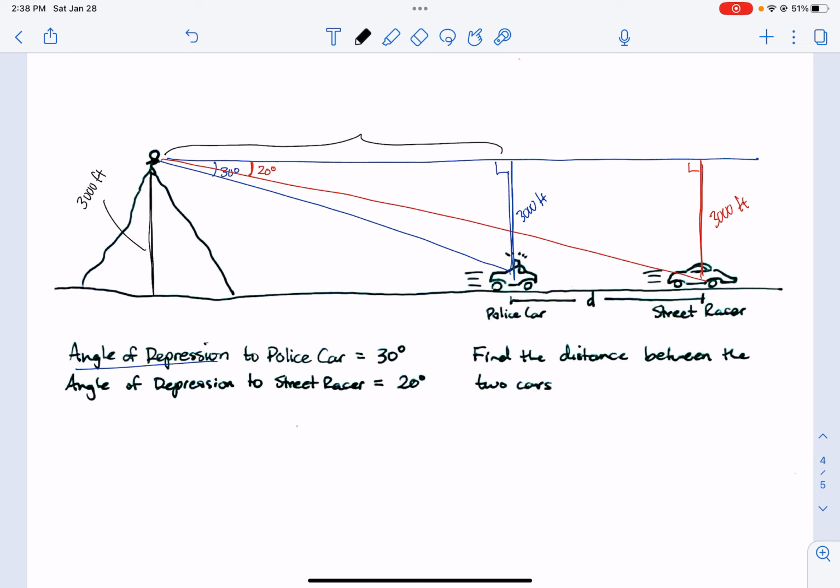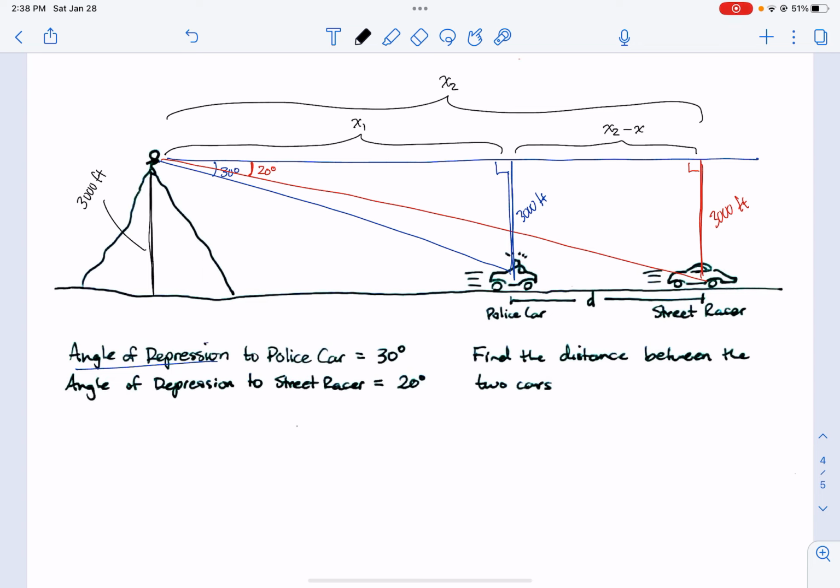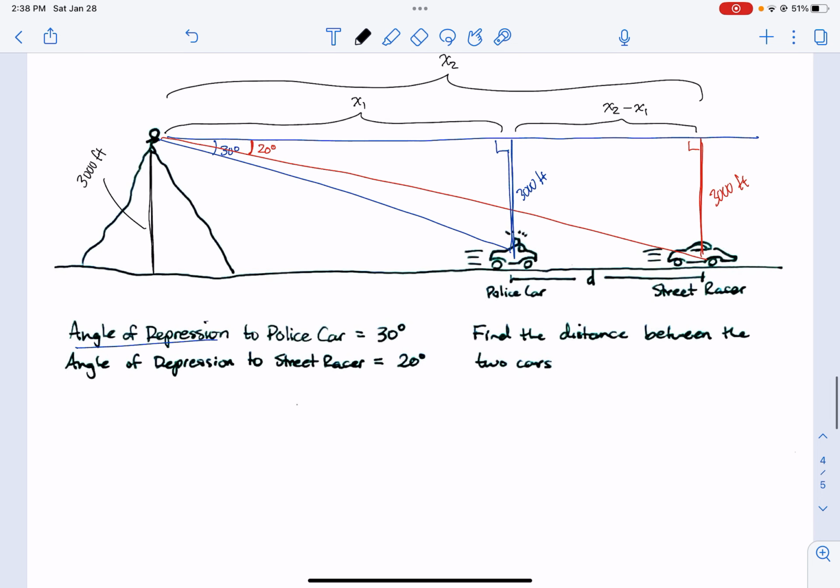Let's call it x1. And then let's also find the other leg, which is much, much longer. Let's call that x2. And if we can find those two things, then this distance here is just going to be x2 minus x1, which is what D is. That's the distance between the cars. So we first need to find those two. Let's set up the basic SOHCAHTOA stuff.